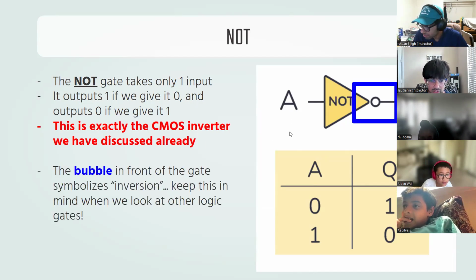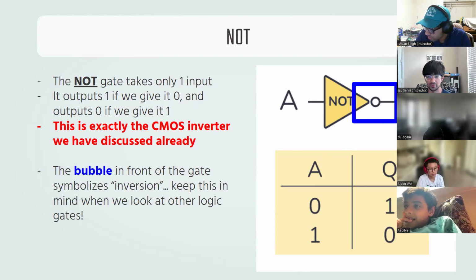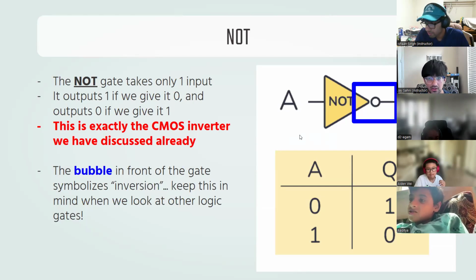What I want you guys to pay particular attention to is this bubble here. I think it's called the inversion bubble, but we use this to add NOT gates to other components to invert their outputs. And we'll see an example of that in a second.